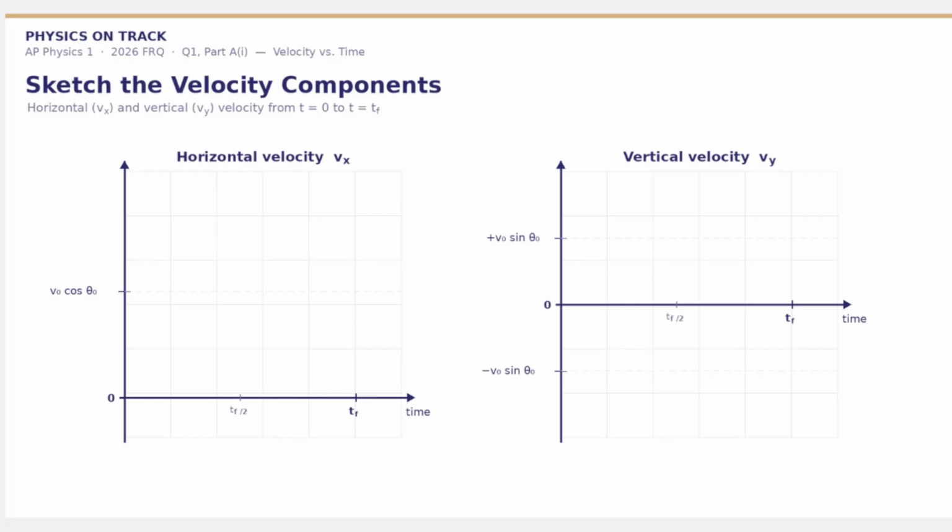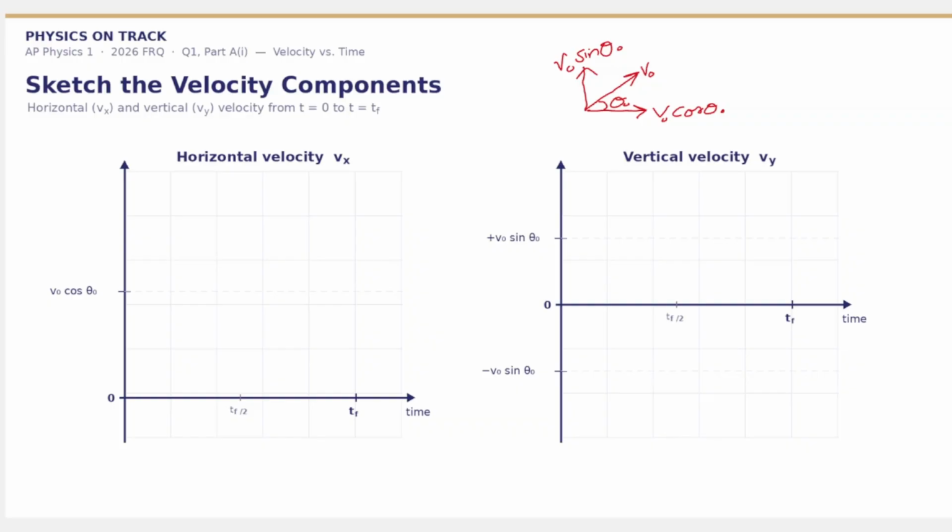Let's move on to part A1, where we have to draw the graphs, the horizontal velocity and the vertical velocity, and how they change from 0 to tf. Before we do the graph, let's see what the directions of the velocity components are. We know that the initial velocity is v0 at the angle, so the horizontal component should be to the right, and theta 0 is the angle. So the horizontal component should be v0 cos theta 0, and the vertical component should be v0 sine theta 0. Those are the two velocities, and we are going to see how they change with time.